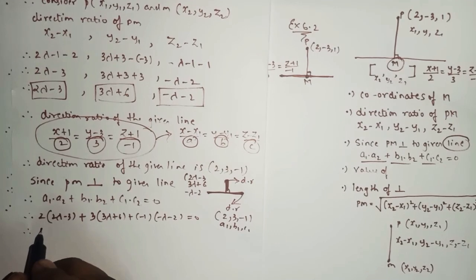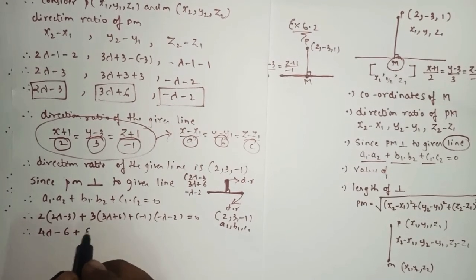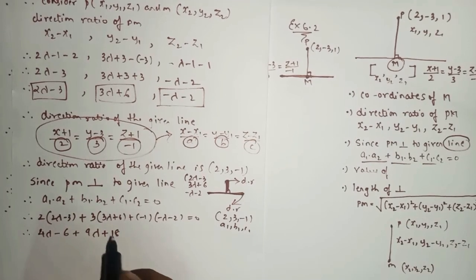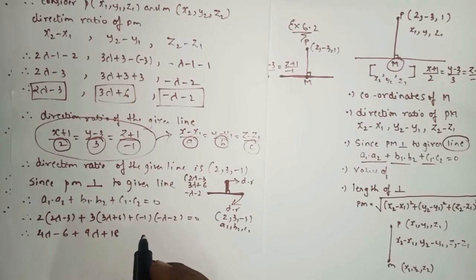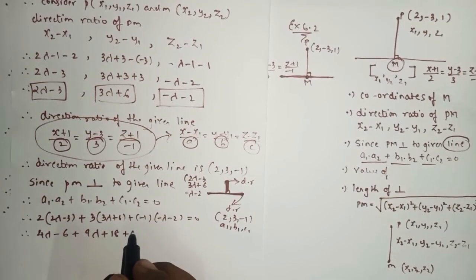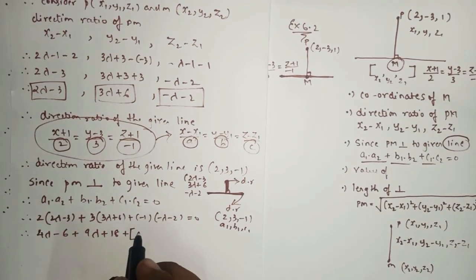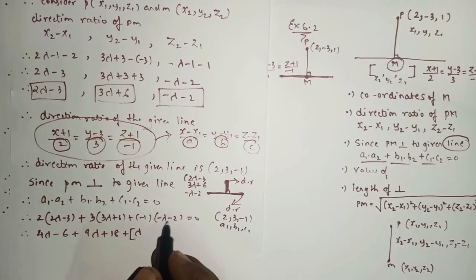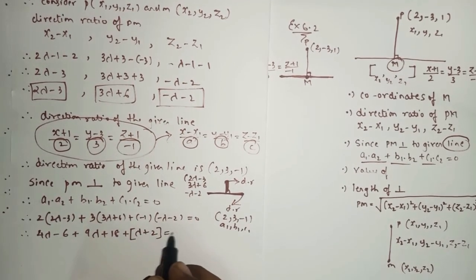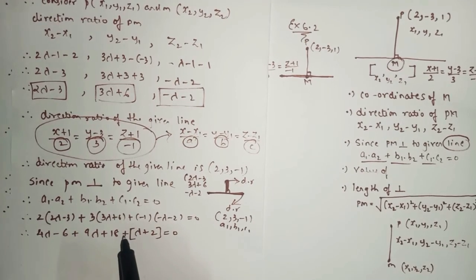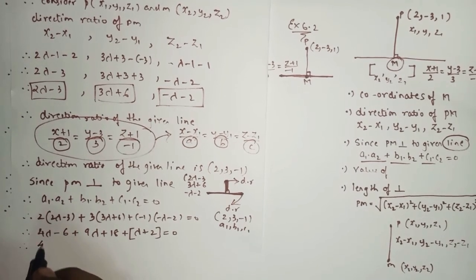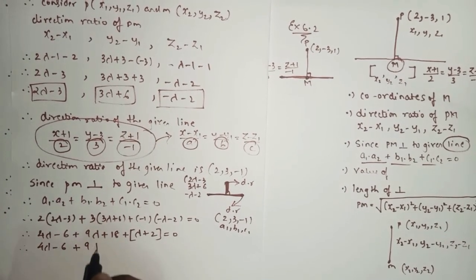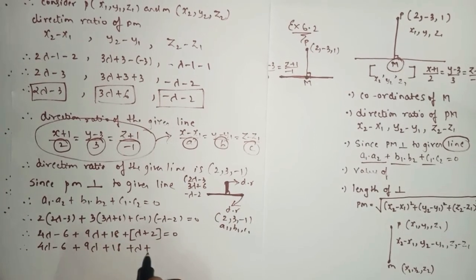So in the next step this will be 4 lambda minus 6, 9 lambda plus 3 sixes are 18, plus minus 1 into minus lambda is lambda, minus 1 into plus 2 is minus 2... I wrote this plus as it is, bracket open with minus 1, so here you will get lambda plus 2. The next step this will be 4 lambda minus 6 plus 9 lambda plus 18 plus lambda plus 2 equals to 0.